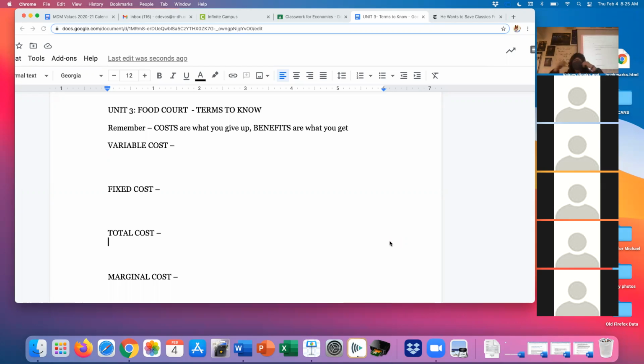Remember, as we always said before, we've talked about costs and benefits, right? Costs are what you give up, not necessarily money. But in this case, we're going to be talking about the money type of costs too. Benefits are what you get. We like benefits, right? We want to have more benefits than costs. That makes it a good decision for us.